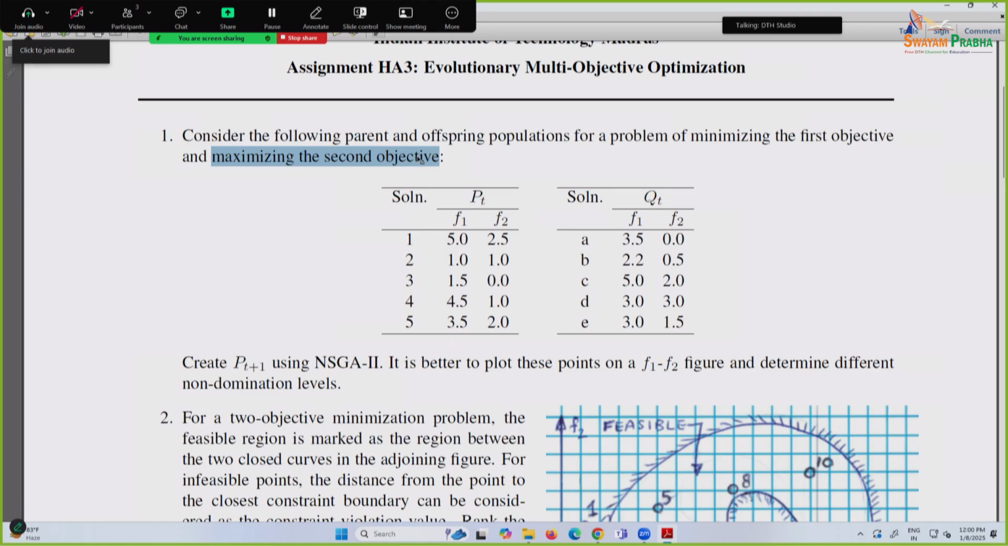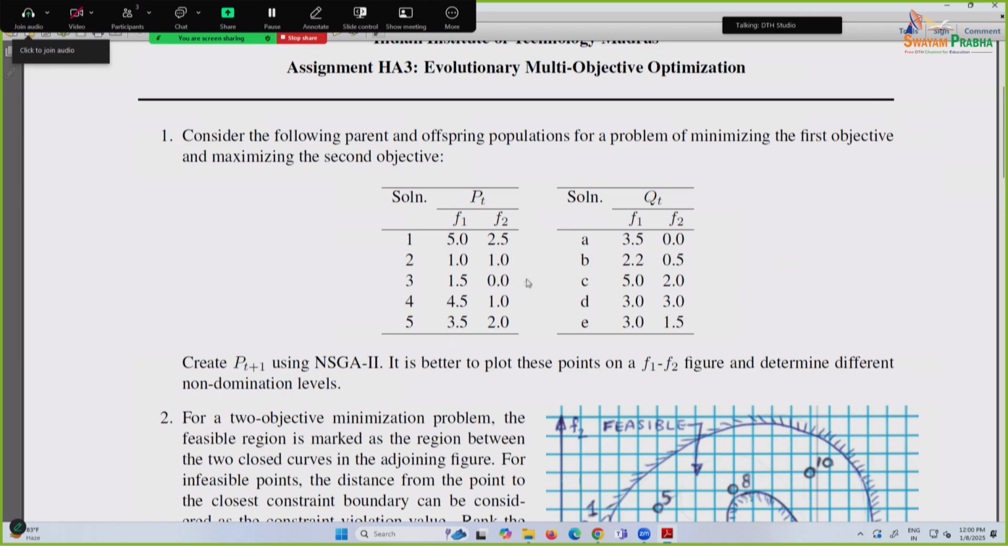First of all, you have to convert them into minimization. How do you do that? Multiply f2s by -1, all the f2 values by -1. Also here -1. That is the first thing to do, otherwise you will have error. F1, don't touch anything. F1 is already to be minimized.